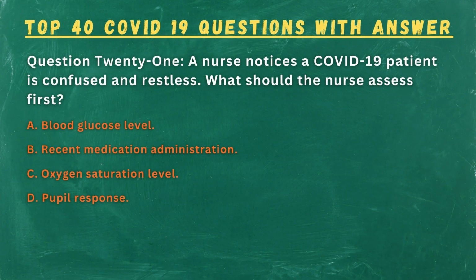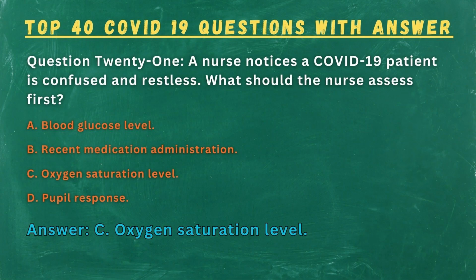Question 21. A nurse notices a COVID-19 patient is confused and restless. What should the nurse assess first? A. Blood glucose level. B. Recent medication administration. C. Oxygen saturation level. D. Pupil response. Answer: C. Oxygen saturation level.